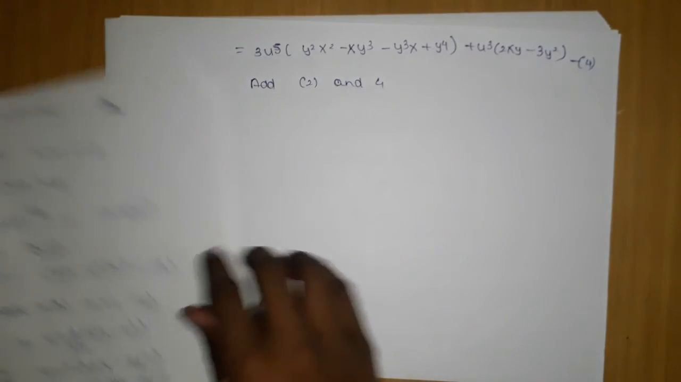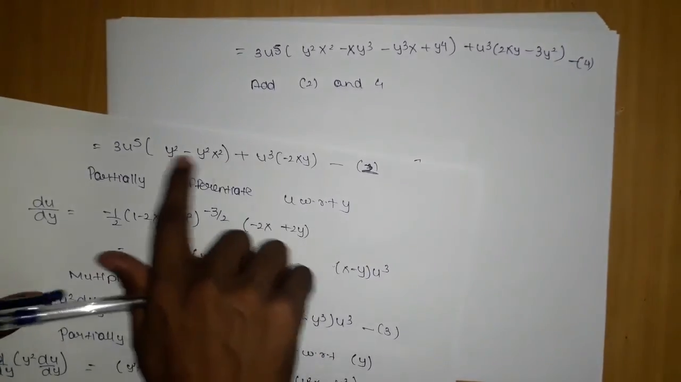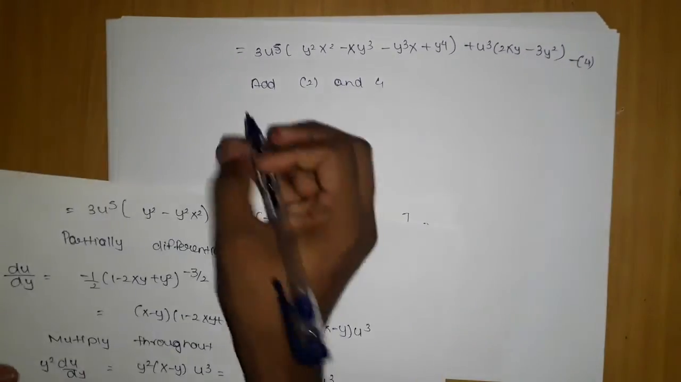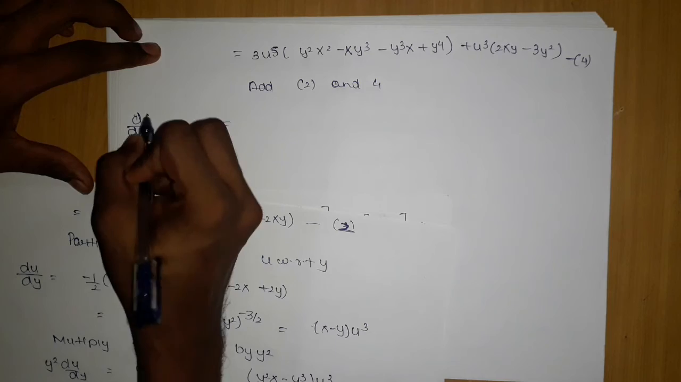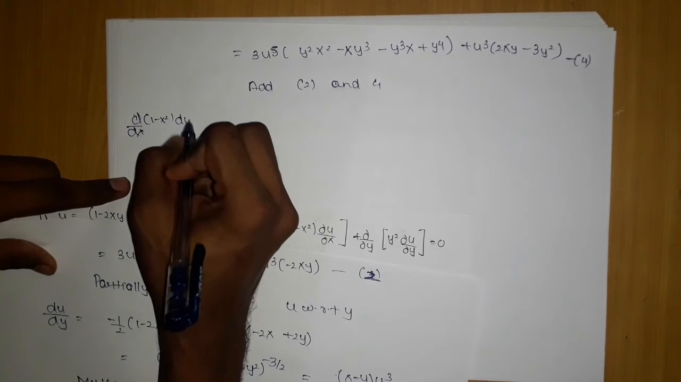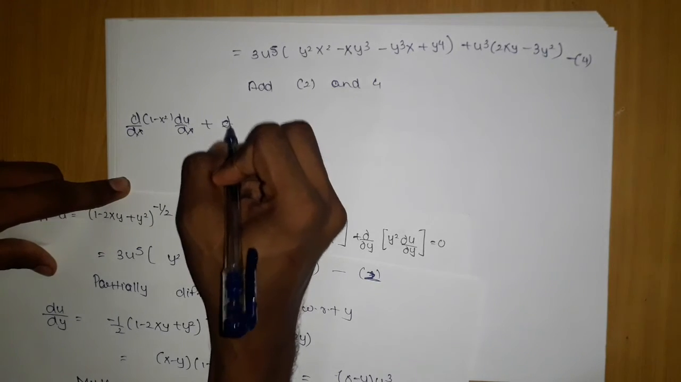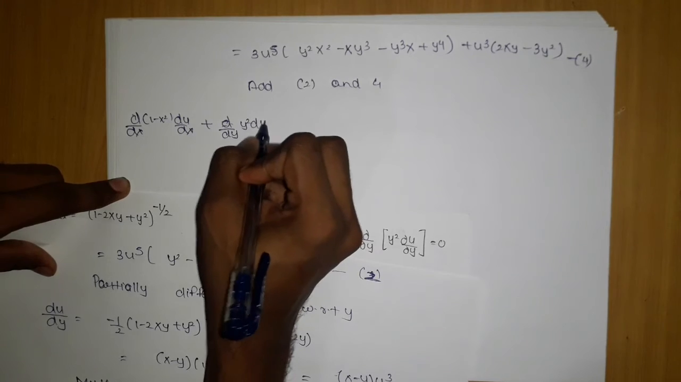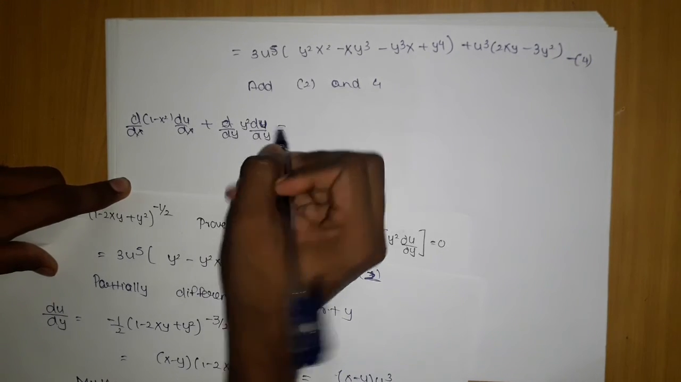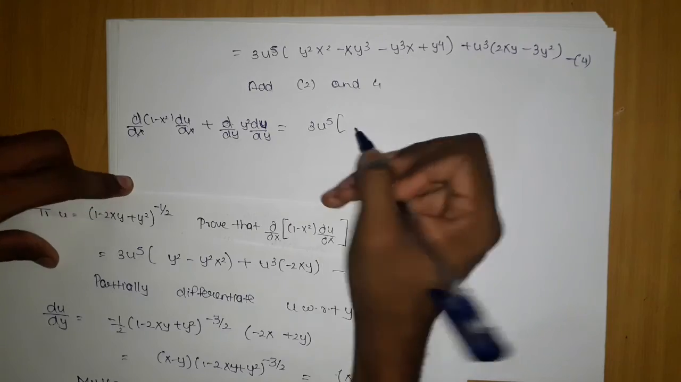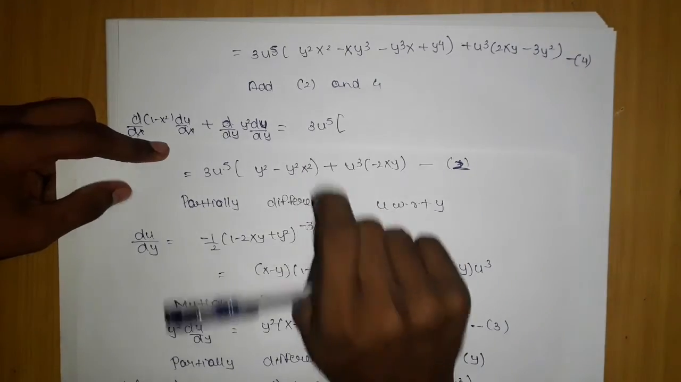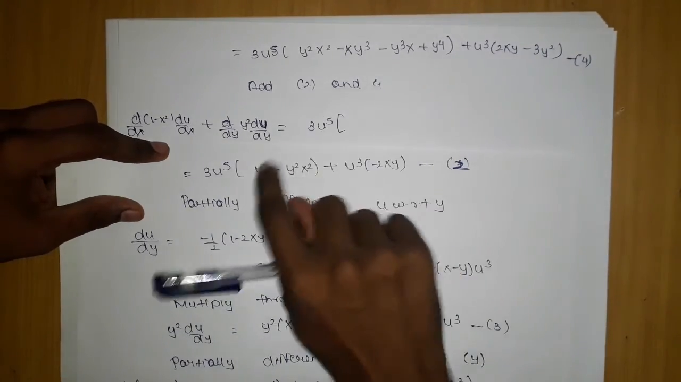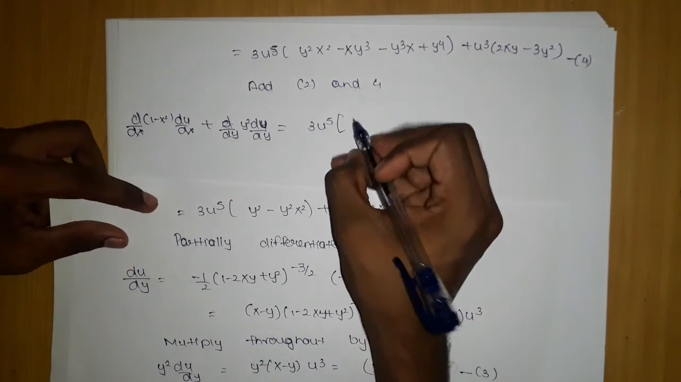If I add, I know 3u power 5 and 3u power 5 is the same, and I have to add this stuff with this and this stuff with this. So if I add, which will be what? ∂/∂x of (1 minus x square) ∂u/∂x plus ∂/∂y of y square ∂u/∂y, which will be 3u power 5. You can clearly make out here which terms are cancelling out. This and this will cancel out.